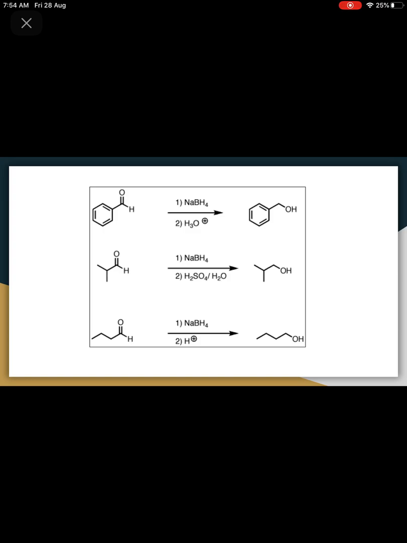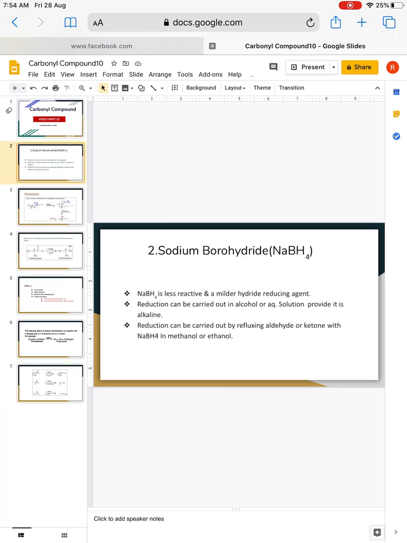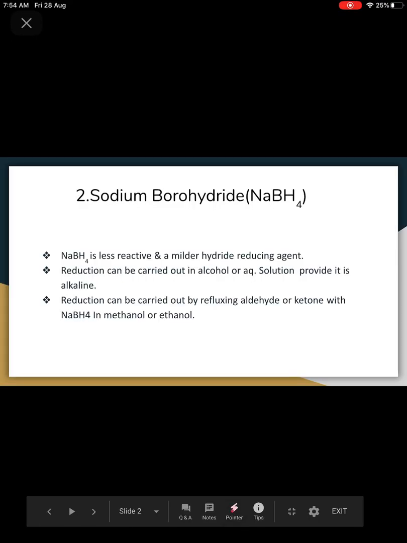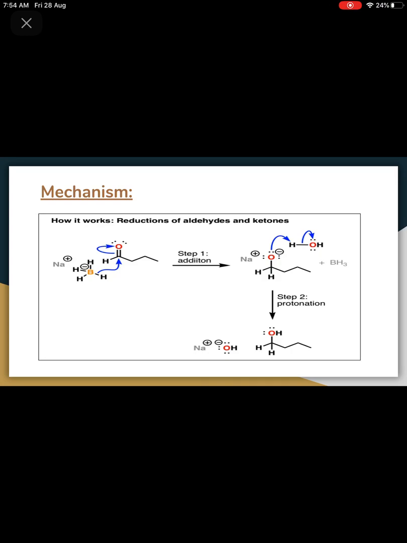So let's have a revision of what we have seen in this video. First, what you have to remember: sodium borohydride is less reactive, and less reactive means what? More selective. And this sodium borohydride is a milder reducing agent, and reduction can be carried out in alcohol or aqueous solution. And reduction of aldehyde and ketone is carried out by refluxing aldehyde and ketone with NaBH4 in methanol or ethanol. And this is the mechanism.